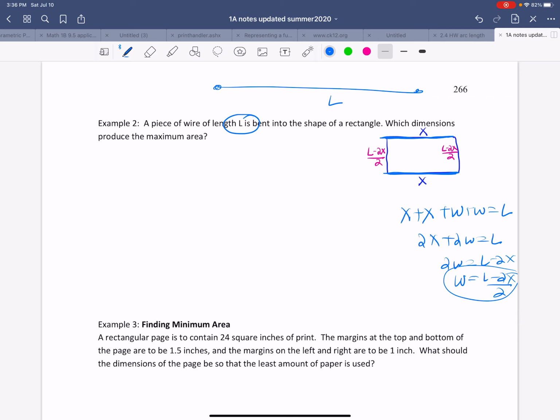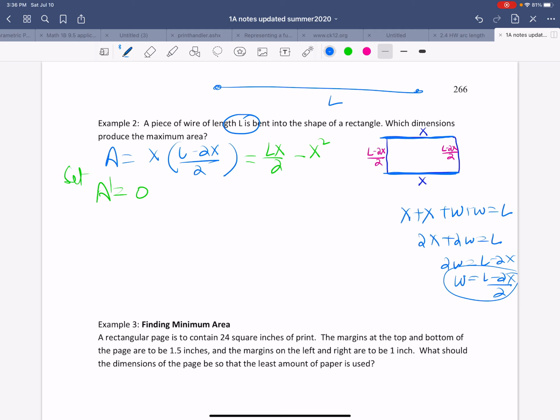Okay. Now we want to find the maximum area, so let's find the area function. Area is going to be length times the width. Length is x and the width is L minus 2x over 2. Now we're going to find the derivative. Before we do that, let's clean it up a little. We can distribute. This would be Lx over 2 minus 2x squared over 2, which is just x squared. Now we're going to find the derivative A prime and set that derivative equal to 0.